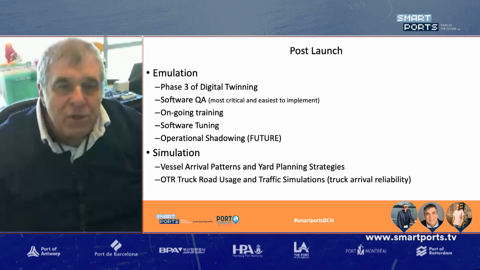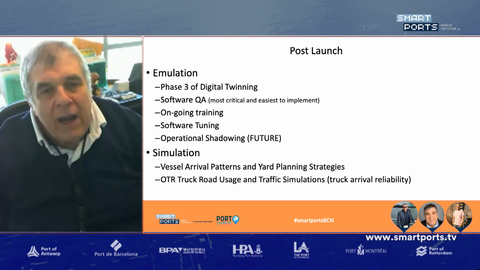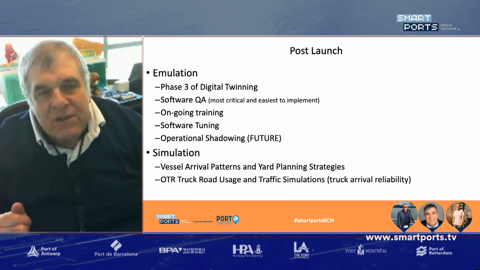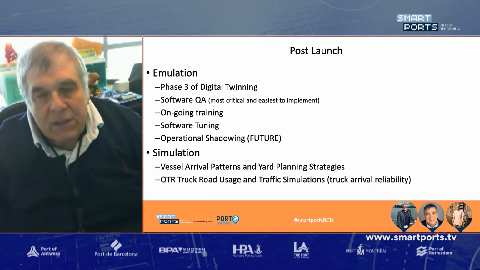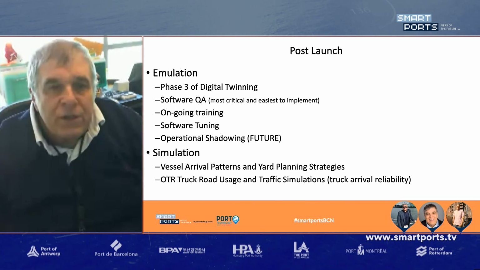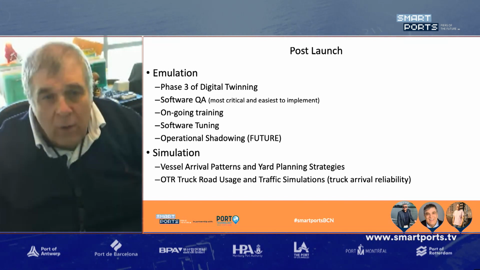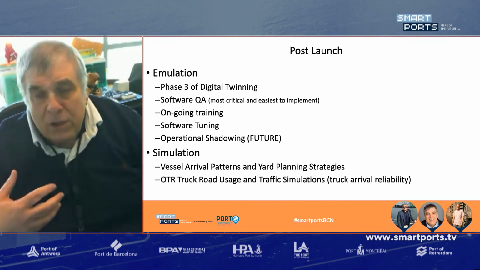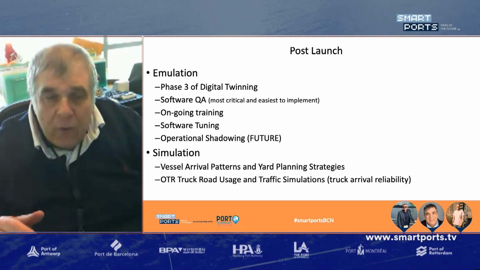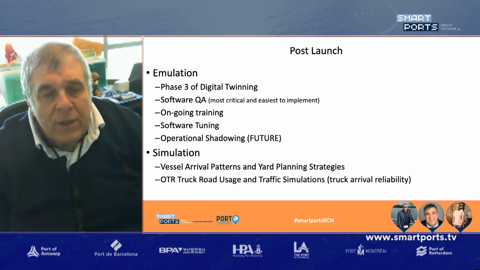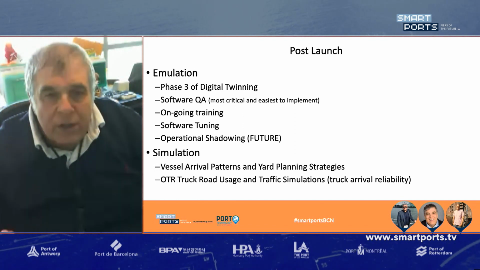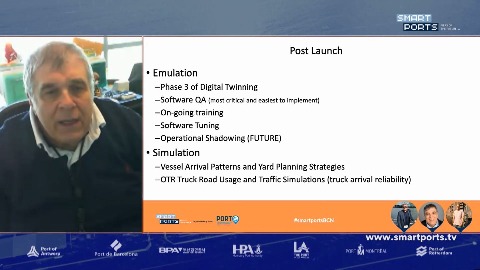Post-launch, so you've got this new $400 million terminal running, and what do you do with it? This is phase 3 of the digital twinning process. We used it for software quality assurance, in other words, testing new versions of the software. We use it for ongoing training, and we use it for software tuning, adjusting the software without having to take a problem out in the actual physical reality of the terminal. And then in the future, potentially operational shadowing.